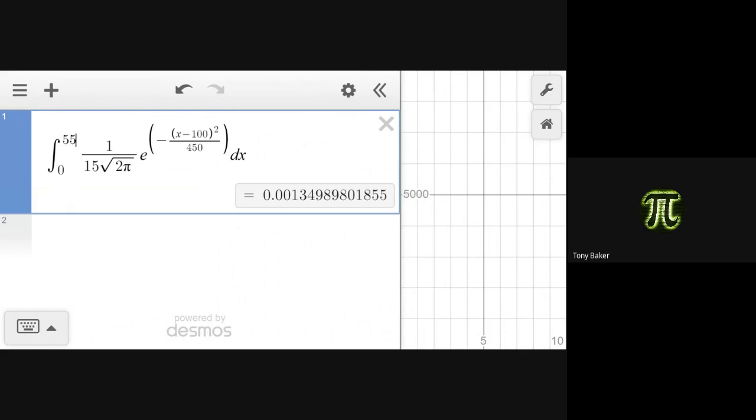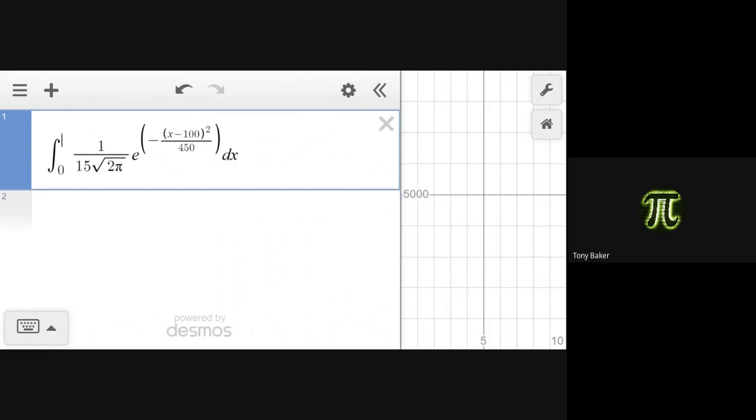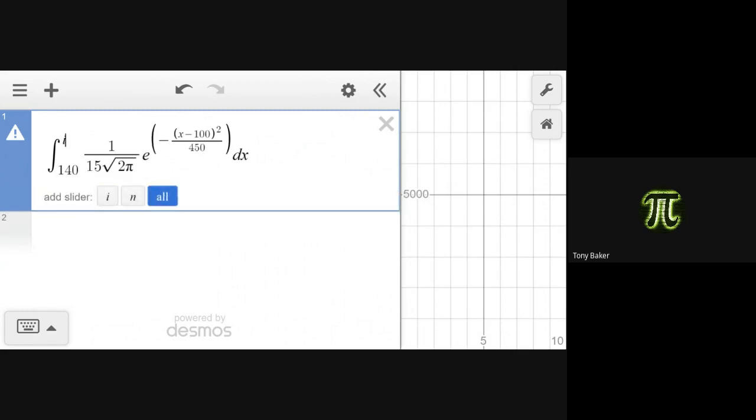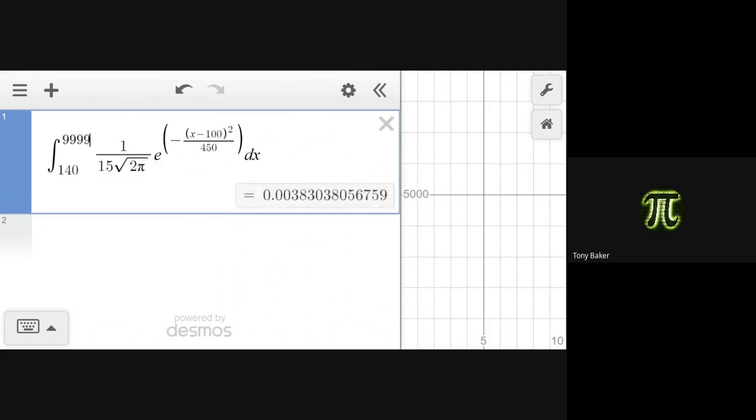So you could also go the other direction. If we did 140 to, I don't think you can actually do infinity on here, so just pick a high number. Still less than 1%, right? So 140 and above is almost the same as 55 and below.